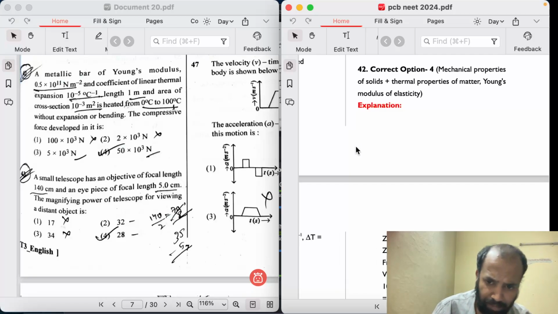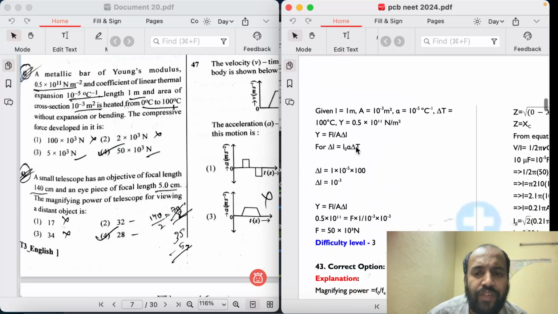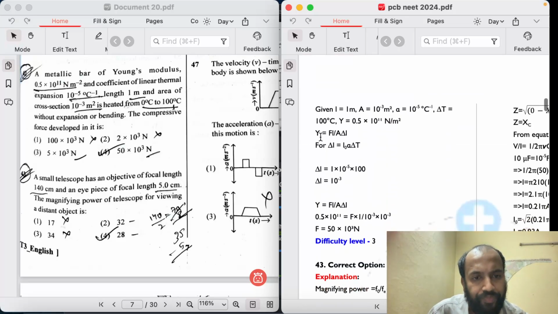So let's take it simple. Let's just first find out what is the formula for Young's modulus. That's stress by strain. Stress is force by area, and strain is change in length by original length.